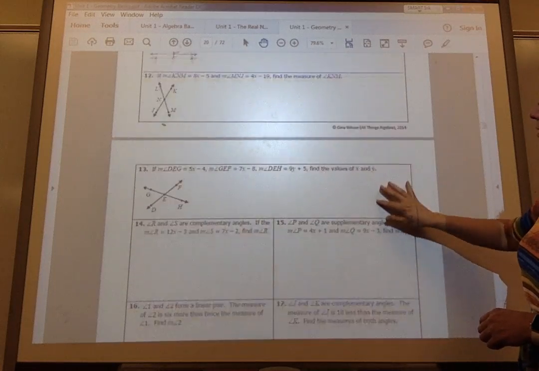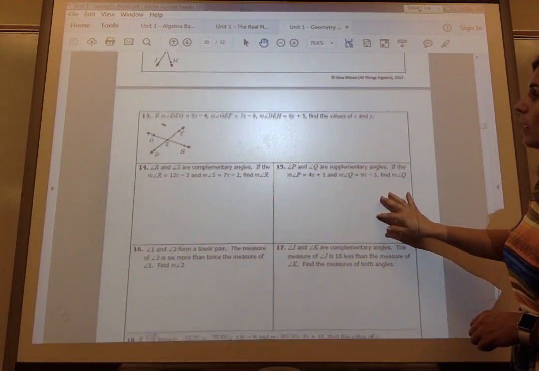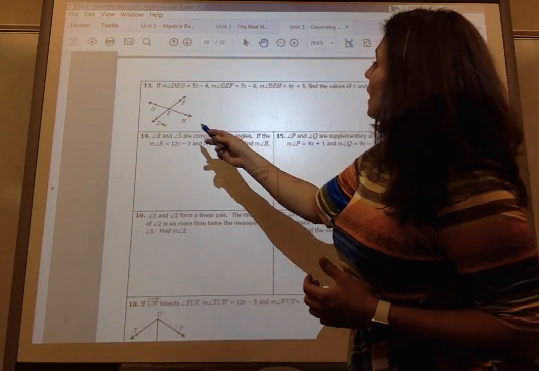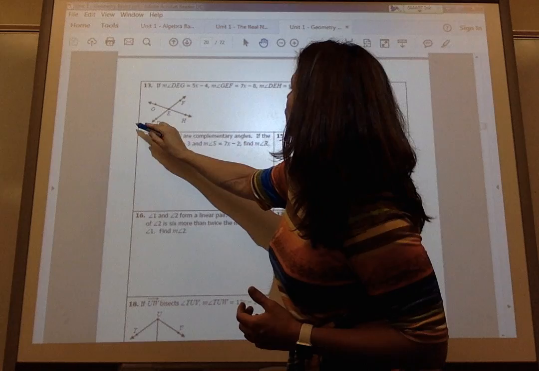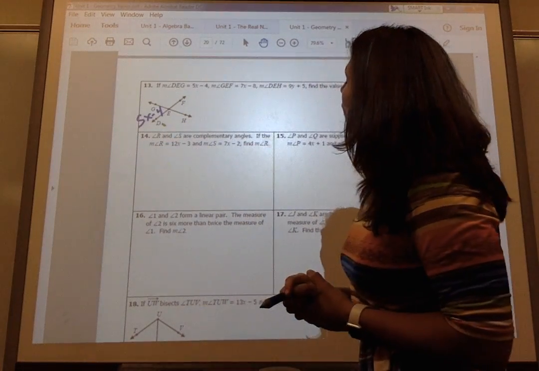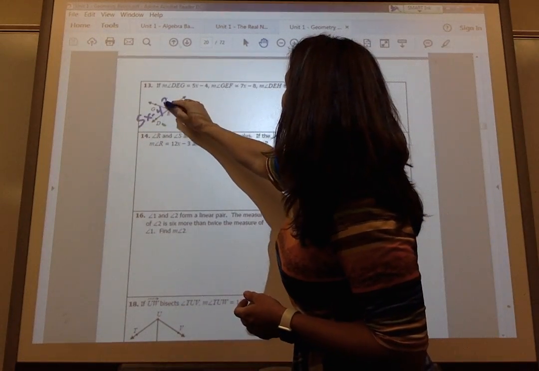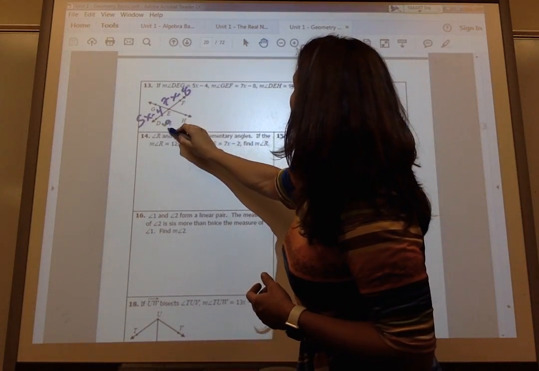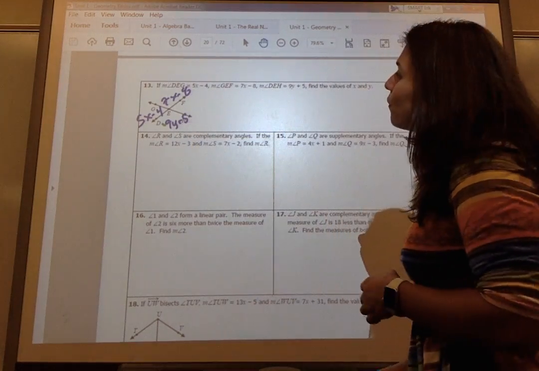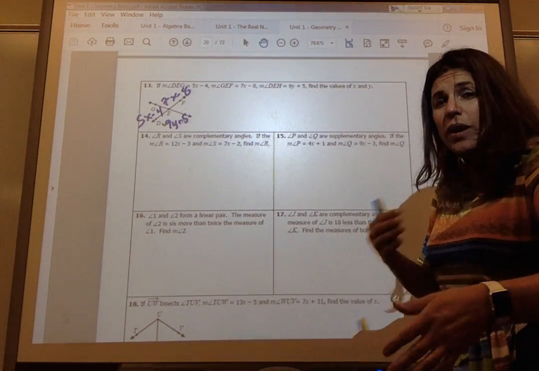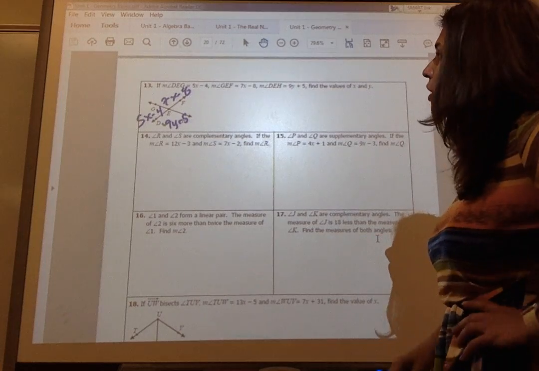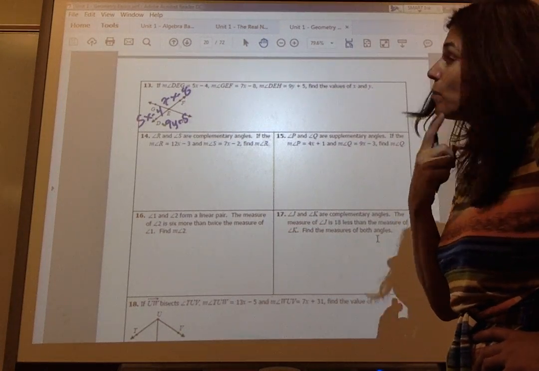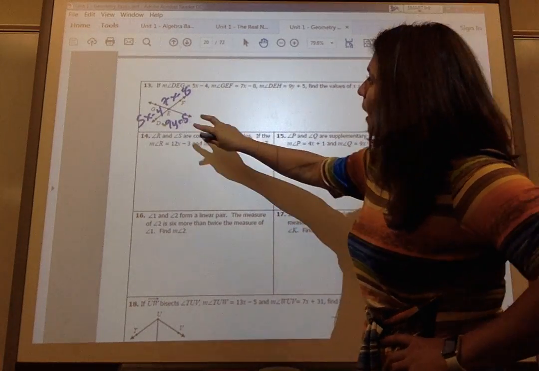If we jump down here, let's take a look at number 13. It's got our picture drawn out for us. So if DEG is 5x minus 4, and GEF is 7x minus 8, DEH is 9y plus 5. I want to find the values of x and y. So I'm going to go with what I know here. Remember, when we're solving an equation, you can only have one unknown unless we have systems of equations, which in this case we don't. So I'm going to start here.